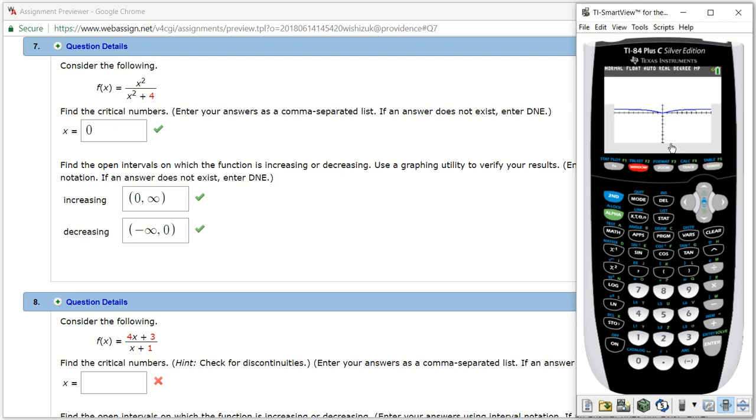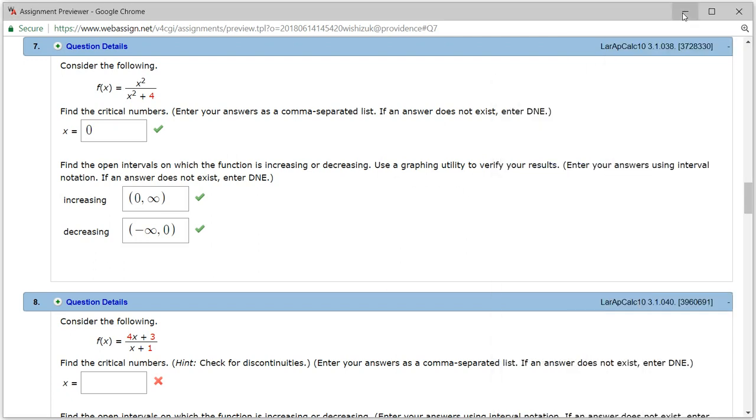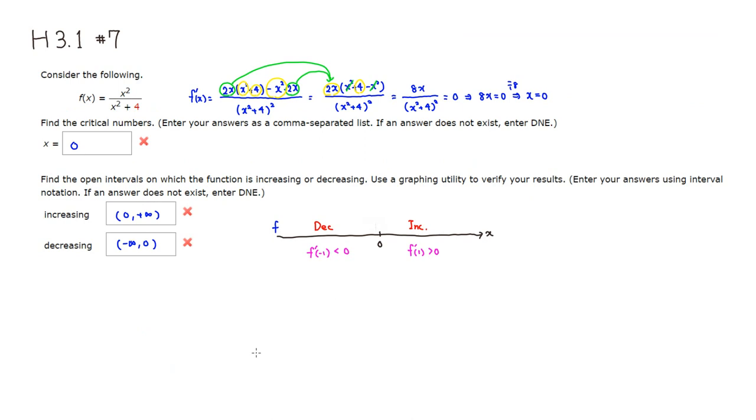I'm going to change the window size. I'm going to go down and put the Y min to be negative 3 or something like that, and Y max 3. Then hit graph. So you can see it a little bit better. Before 0, the graph is decreasing. After 0, the graph is increasing. So it agrees with what we found. That's it. I hope that this was clear.